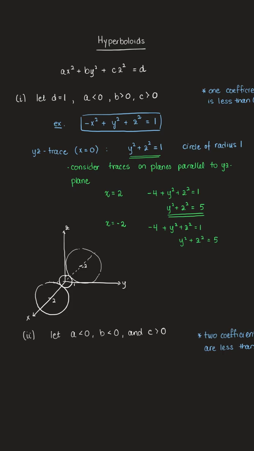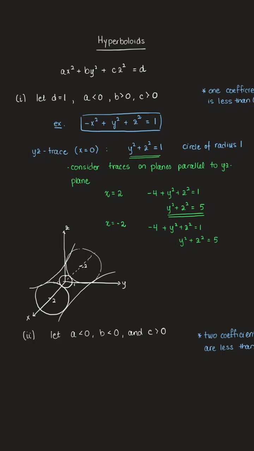If we go further along the x-axis, either to the back or to the front of the yz plane, this is going to generate a shape called a hyperboloid, whose cross sections along the planes parallel to the yz plane are always going to be circles. Now, why are we calling it a hyperboloid?